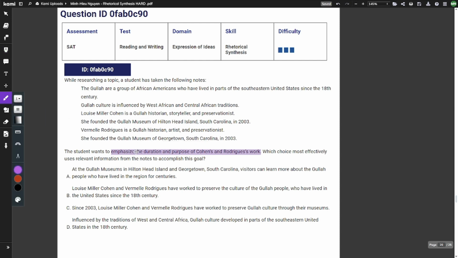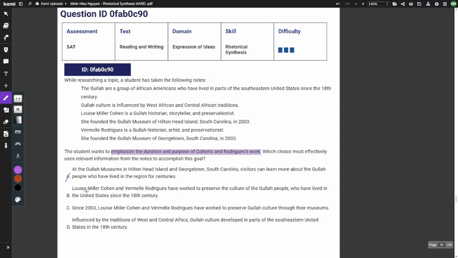First thing is we have to emphasize the duration of their work, and the second thing is we have to emphasize the purpose of their work. So, let's look at our answer choices. At the Gullah Museums in Hilton Head Island in Georgetown, South Carolina, visitors can learn more about the Gullah people who have lived in the region for centuries. So it's talking about how they can learn some random things, but it doesn't talk about the duration or the purpose of these people's work. If anything, it doesn't even mention their names, so it's not going to be A.